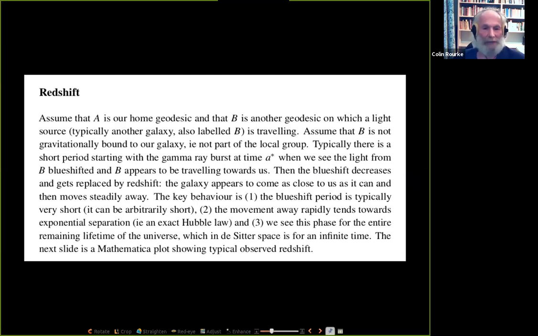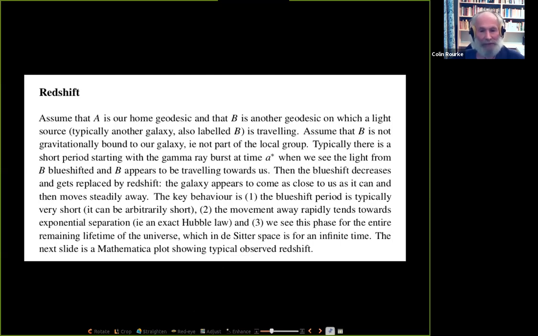Okay, so assume that A is our home geodesic, B is another geodesic. Assume B is not gravitationally bound, not part of the local group. In other words, it's not going to infinity with us. Typically, there's a short period starting with a gamma ray burst at time A star, when we see the light from B blue shifted, and B appears to be traveling towards us. Then the blue shift decreases and gets replaced by redshift. The galaxy appears to come as close to us as it can and move steadily away.